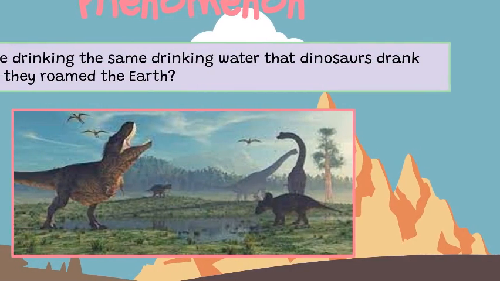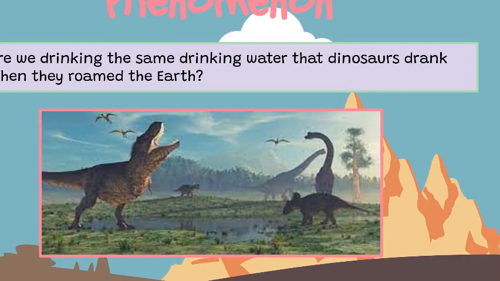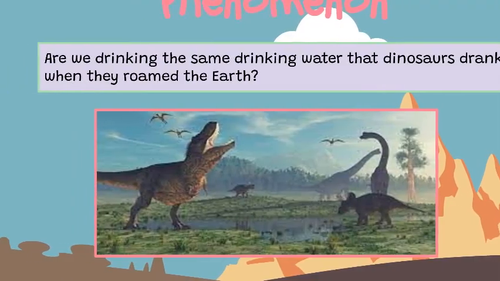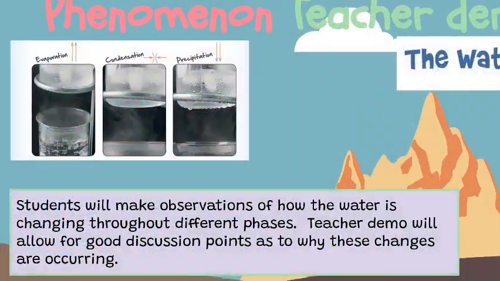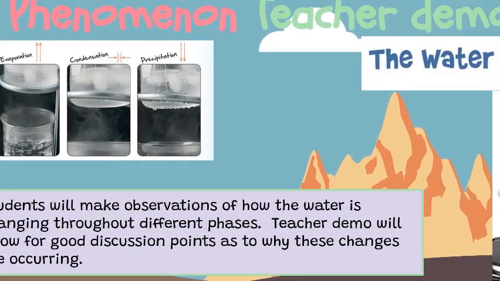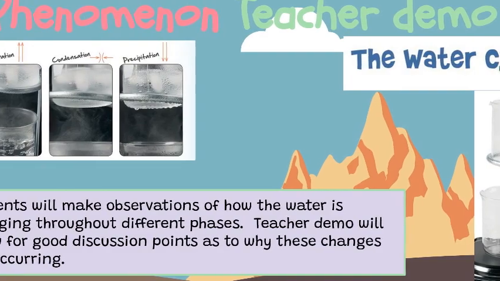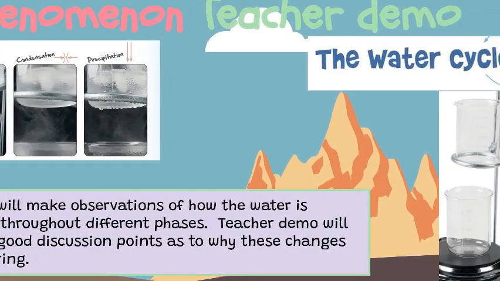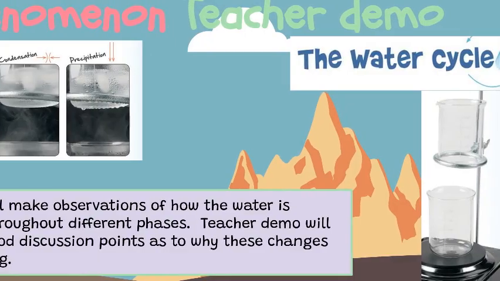Let's start with a phenomenon. You can pose the question, are we drinking the same drinking water that dinosaurs drank when they roamed the Earth? A second phenomenon could be a teacher demo of the water cycle. Students will make observations of how the water is changing throughout the different phases. Teacher demo will allow for good discussion points as to why these changes are occurring.